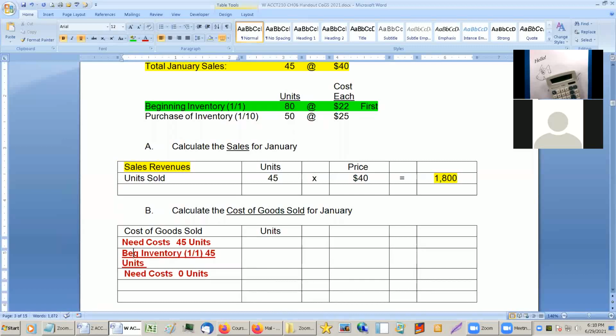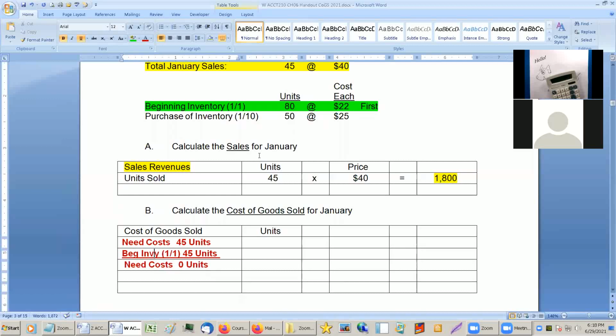And so the beginning inventory, the 1-1, we can actually get all of the units. There we go. So coming down here, our units will be 45 times the cost, which is 22. That will equal some number, 45, 90. Okay, so this is our cost of goods sold.